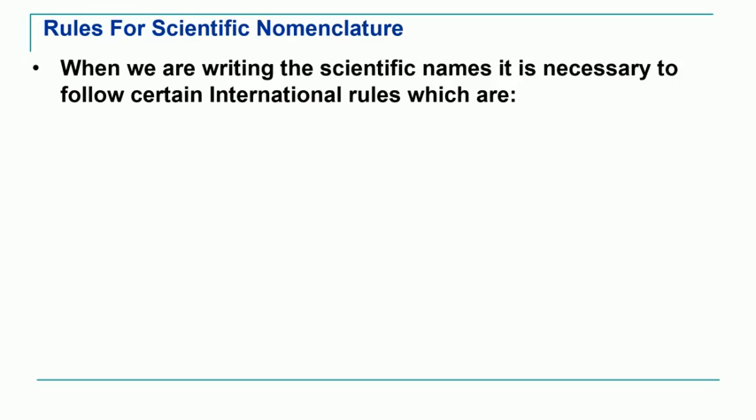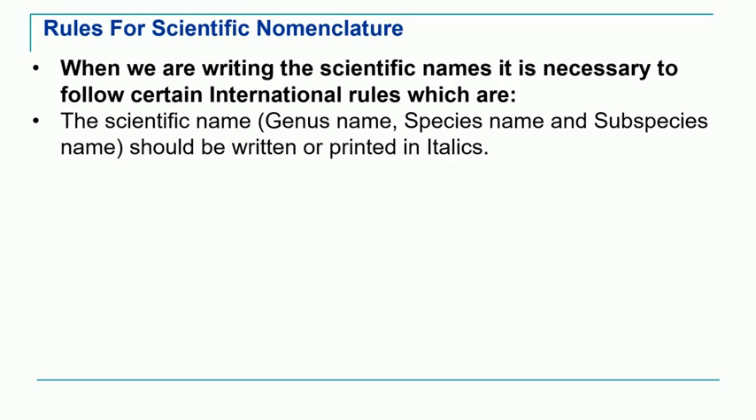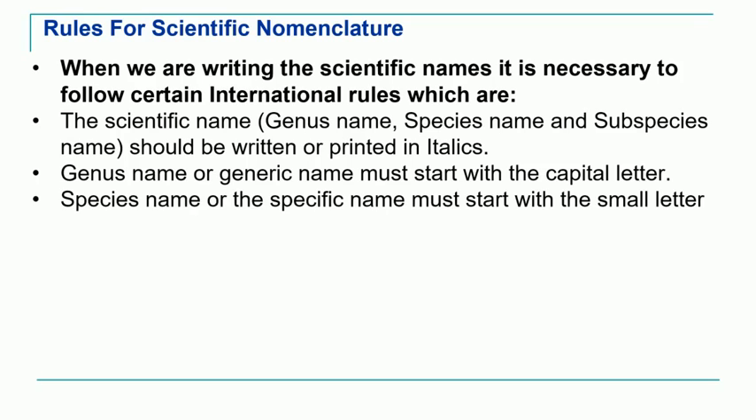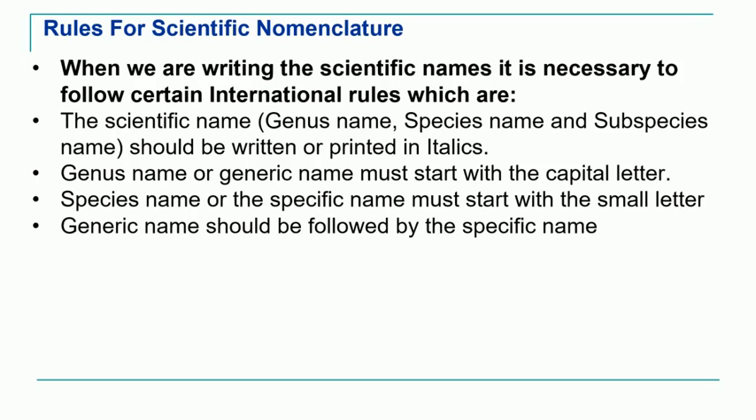Now we come to the final part of today's discussion. What are the rules of scientific nomenclature? Whenever we are writing the scientific name, it is necessary to follow certain international rules. First of all, the scientific name, genus name, species name and subspecies name, should be written or printed in italics. Genus name must start with a capital letter always. It should be a noun. Species name or specific name must start with a small letter and it should always be an adjective.